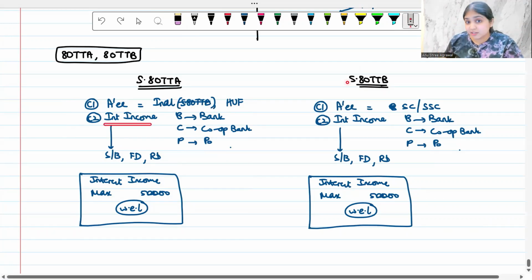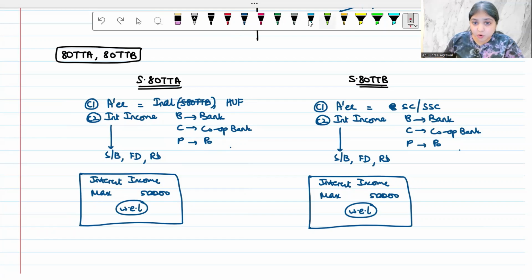The assessee has earned interest income again from a bank. But here, under 80TTA, there's a small catch. We're talking only about savings bank interest income. We are not talking about FD interest income. We're not talking about RD interest income. And here, the maximum deduction is 10,000 and not 50,000. So the maximum deduction under 80TTA is 10,000.